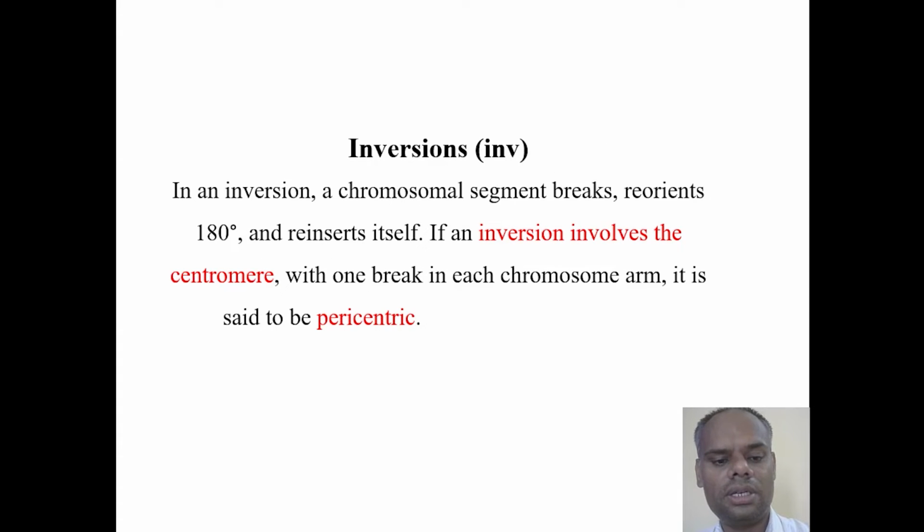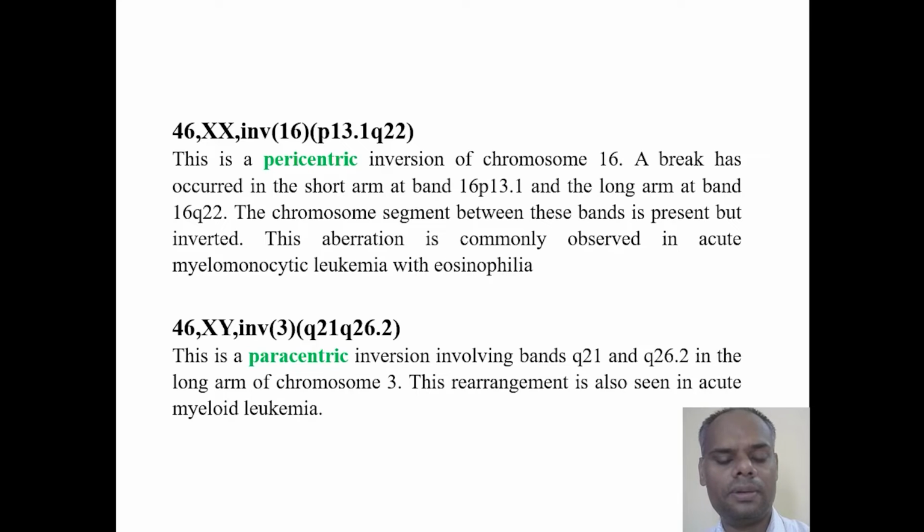Next is inversion, also known as INV. In an inversion, a chromosome segment breaks, reorients itself by 180 degrees and reinserts itself. If an inversion involves the centromere with one break in each chromosome arm, it is said to be pericentric. For example, 46,XX,inv(16)(p13.1q22) is a pericentric inversion of chromosome 16.